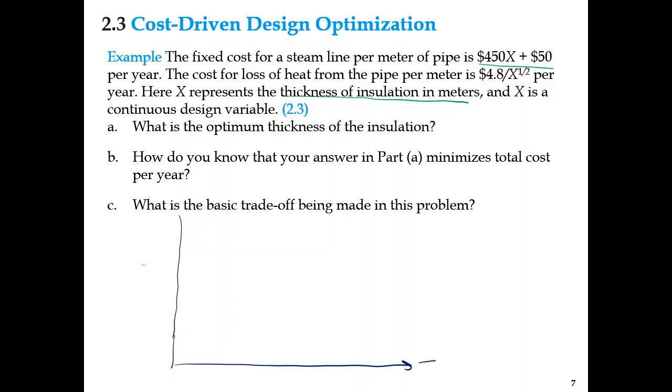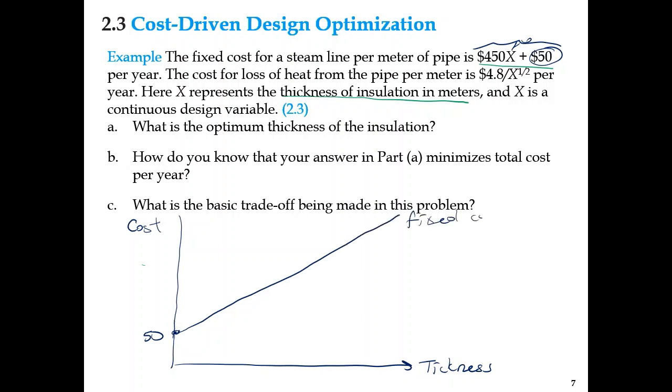This is the thickness of the insulation material, and this is the cost. And what happens as you increase the thickness? I am first sketching this one. If this X is 0, then we have 50. So it starts from $50 and increases at this rate. This is the fixed cost with respect to this thickness, per meter.